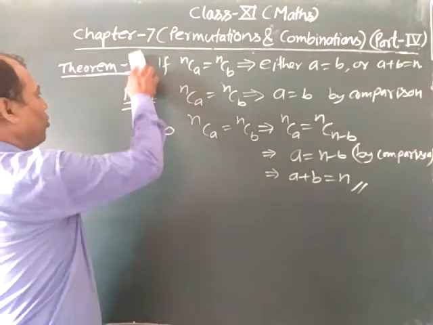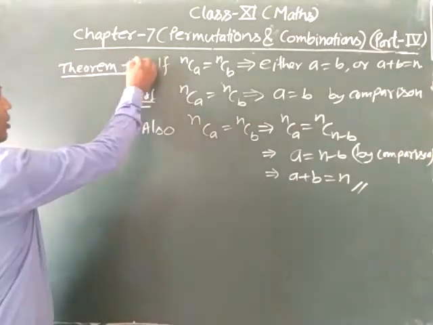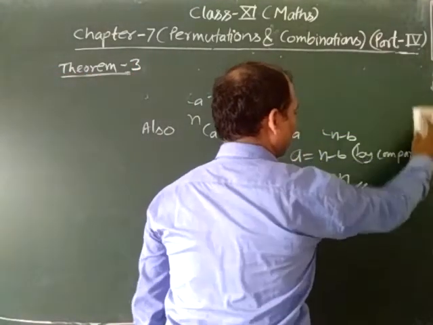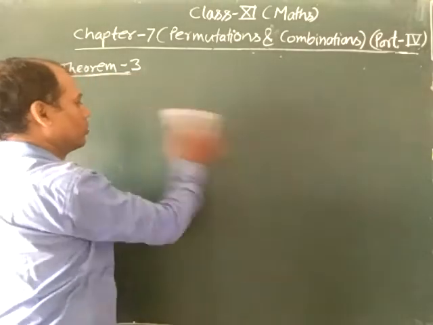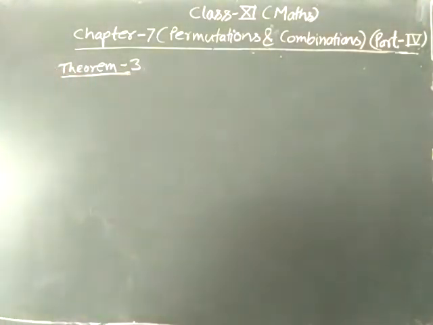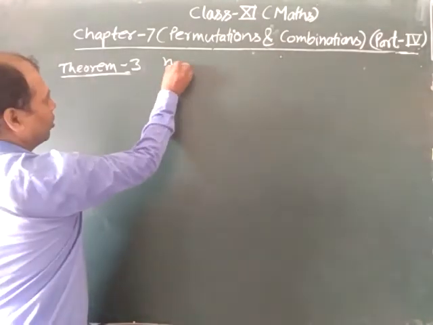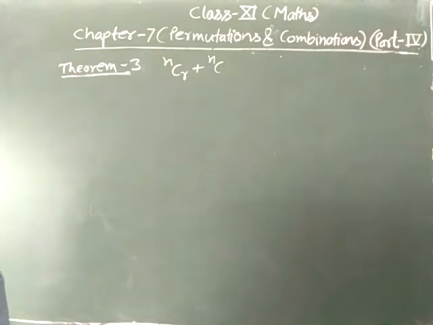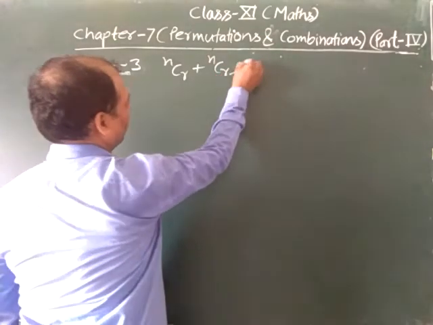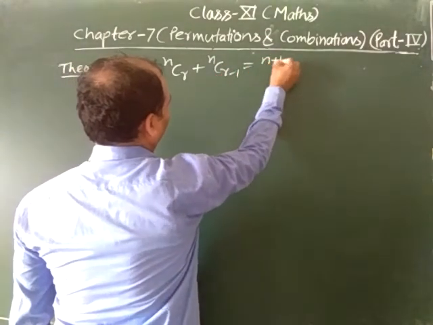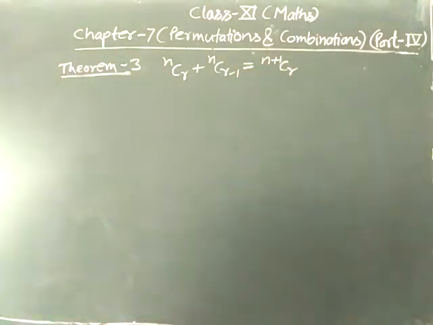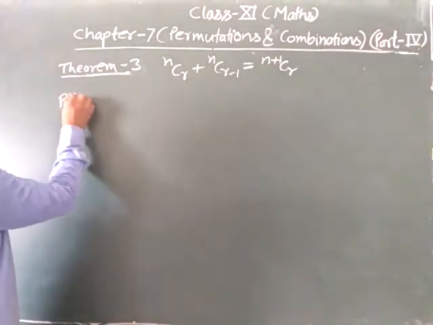Now we are going to discuss theorem number 3. In this theorem, the statement is nCr plus nC(r minus 1) equal to (n plus 1)Cr. (n plus 1)Cr. Now we are going to prove this.